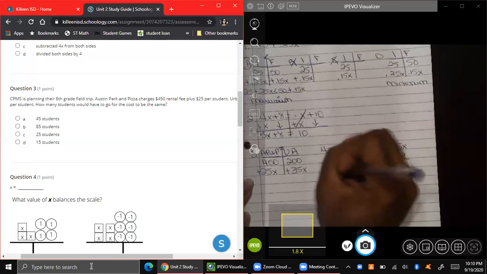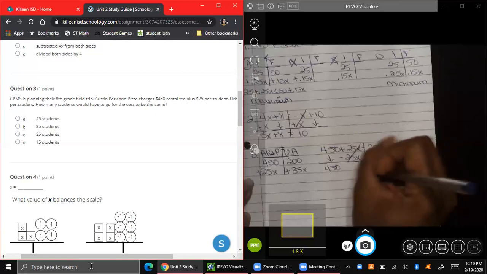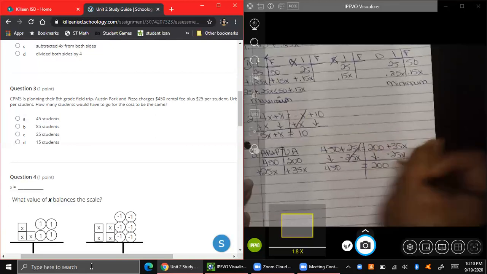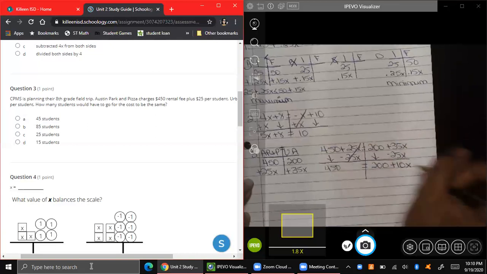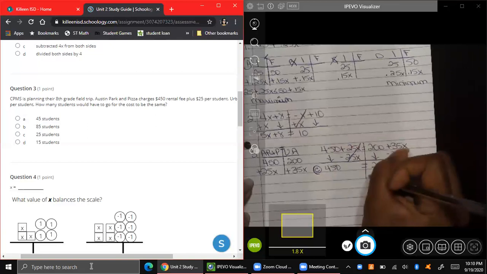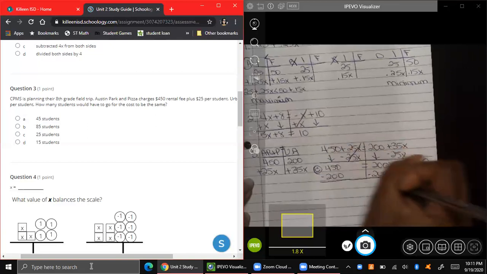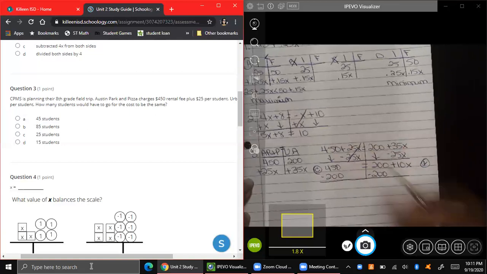Bring down your 450 so you don't forget about it. 25 minus 25 is 0, so that crosses out. Bring down my 200 so I don't forget about it. And 35 minus 25 is a positive 10x. Now I'm going to label this side as my variables and this side as my constants, but I have a constant on this side that my variables are at, so I need to get rid of it. It's currently a positive 200, so to get rid of it, I'm going to subtract 200 and subtract 200 because what I do to one side, I must do to the other side.